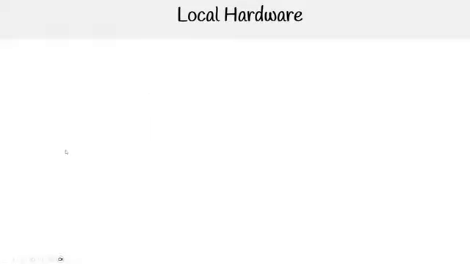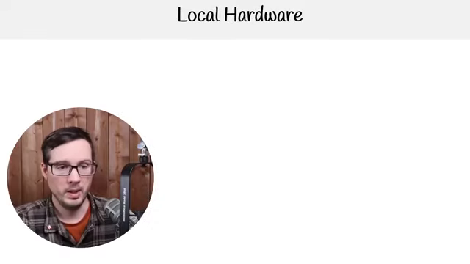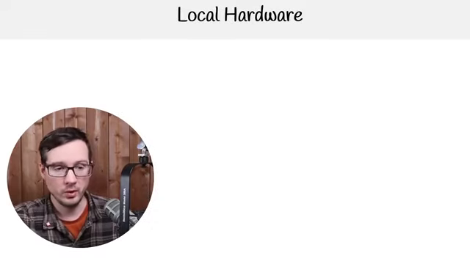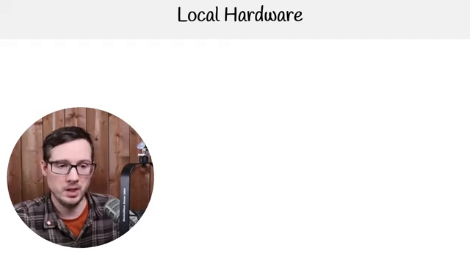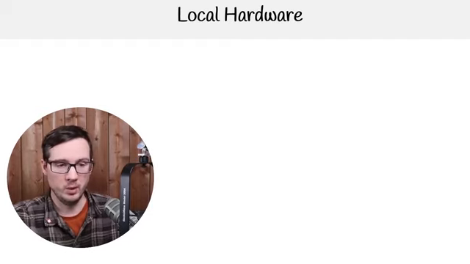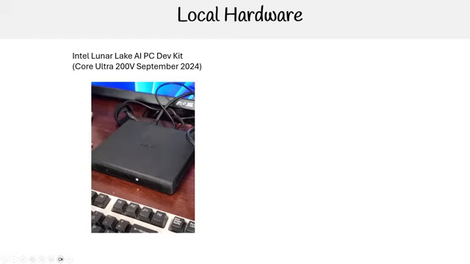I do want to talk about what hardware I'm going to be utilizing because it really is dependent on your local hardware. We could run this in cloud, but it's not really worth it to do it. You really should be investing some money into local hardware and learning what you can and can't run based on your limitations. But what I have is an Intel Lunar Lake AI PC dev kit. Its proper name is the Core Ultra 200V series. And this came out in September 2024. It is a mobile chip.